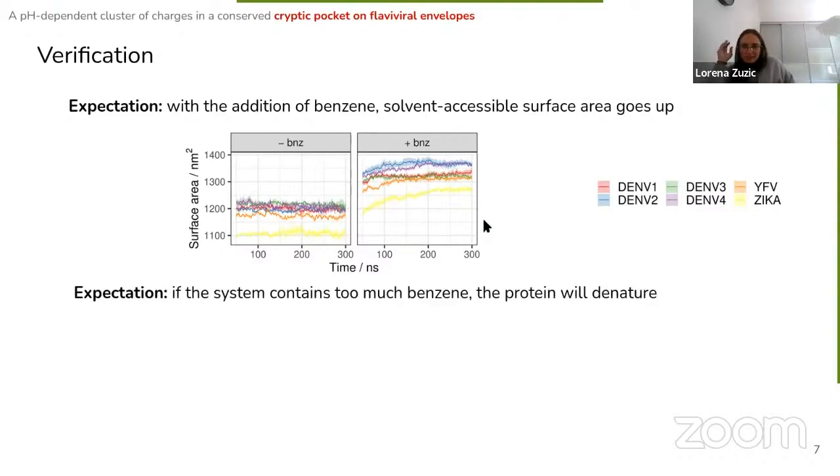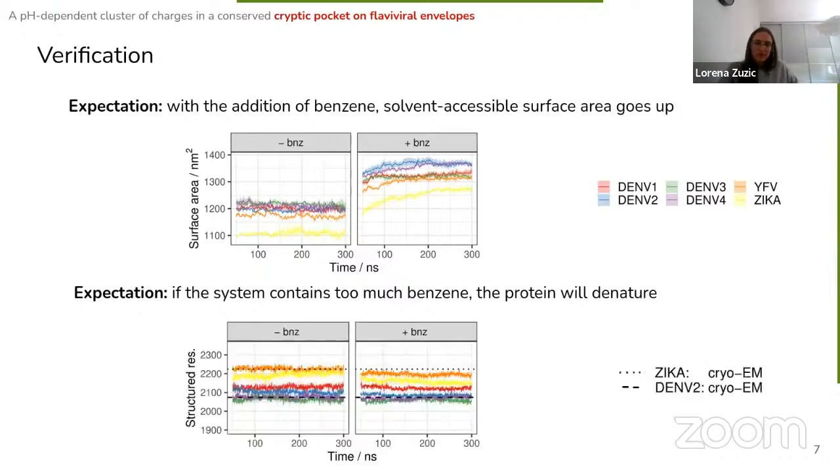However, there is a danger in this whole thing, where if the system contains too much benzene, then you also might get some denaturation, because benzene is a denaturant. So this was also part of the verification control scheme, to count how many structured residues we have. So basically residues that are still participating in a secondary structure.